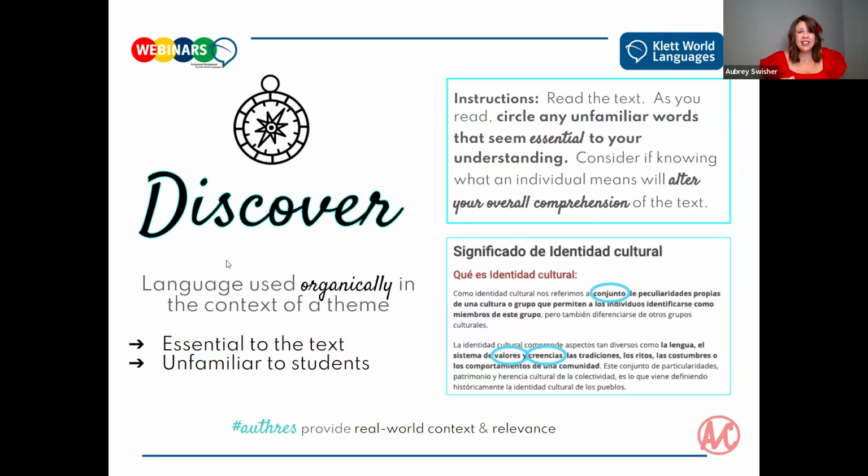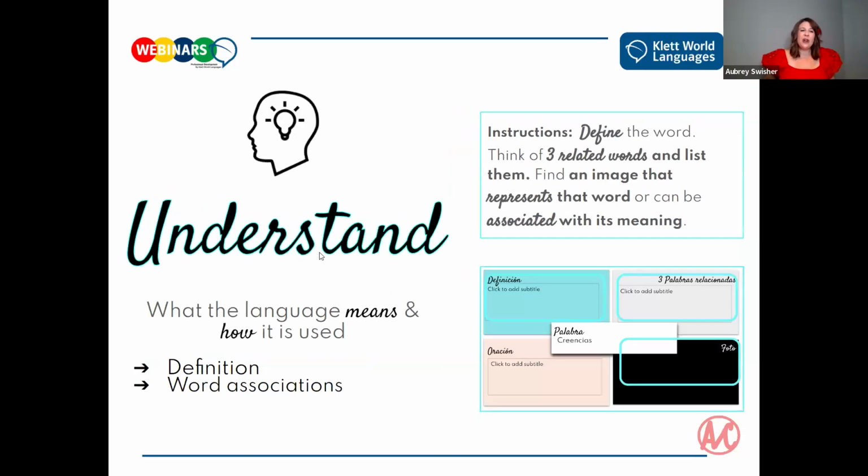You want them to read it and circle the unfamiliar words that they think are essential, not just, oh, I don't know what this is. You think you need to know this word to really understand what's going on. Yeah, it'll alter your overall comprehension. Yep. And then there is the mini frame that shows you what the Frayer model actually looks like.